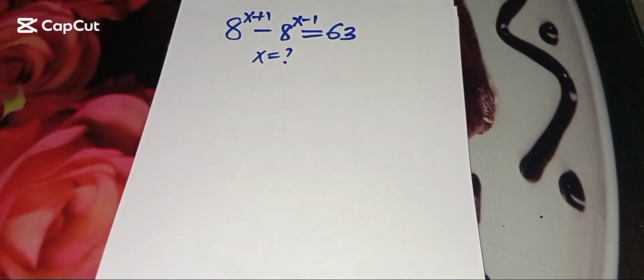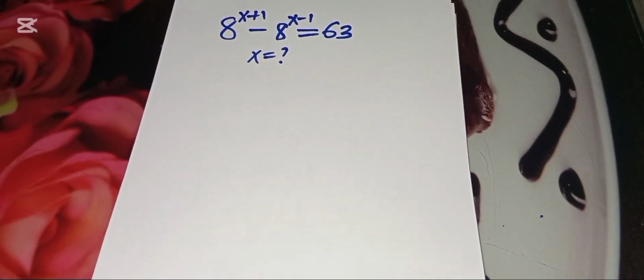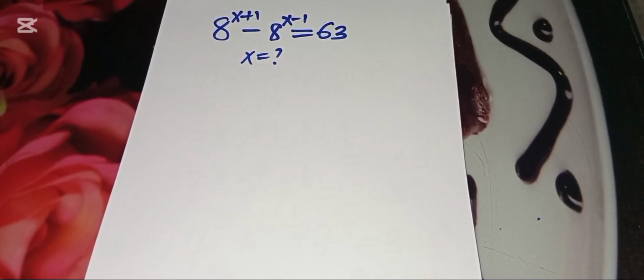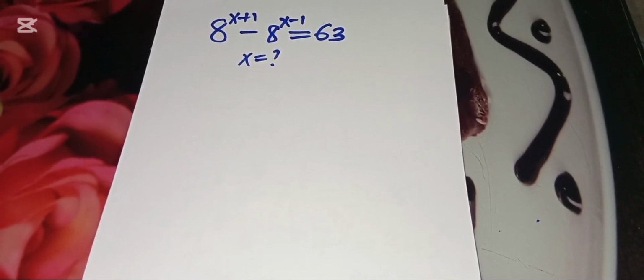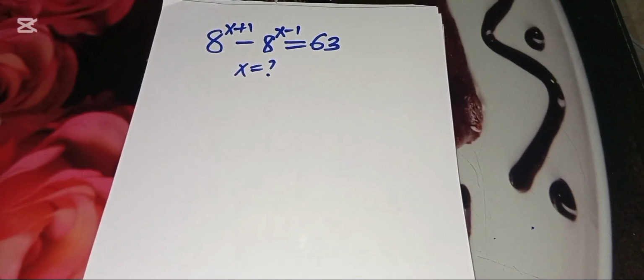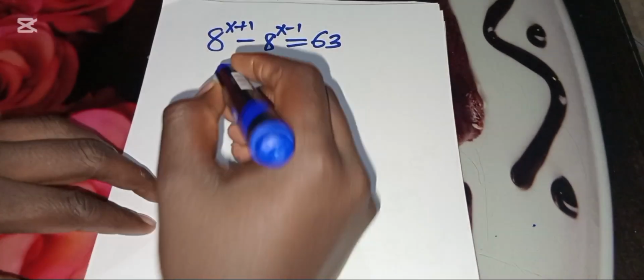Hello everyone, let's provide the solution given this nice exponential equation, which is 8 raised to power x plus 1 minus 8 raised to power x minus 1 is equal to 63. So this is the value of x. Solution.